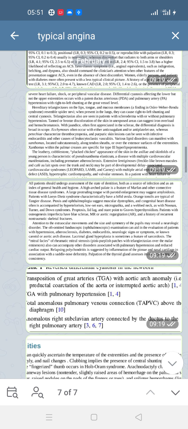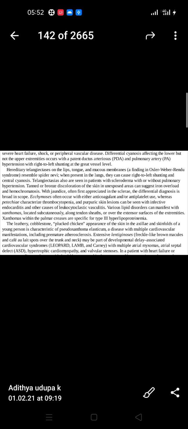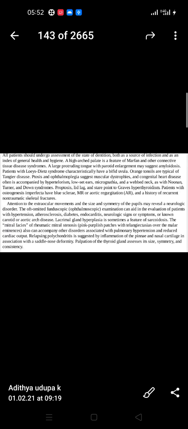Okay, so evening discussions I used to share some screenshots from Braunwald and other reference books, and in the evening we used to discuss. So this is how the screenshot was, like the typical angina, the characters are there, and then all the physical examination screenshots are there, leopard, lamb, Carney, all those. The plucked chicken appearance of axilla is seen in pseudoxanthoma elasticum. They are all there. And Loeys-Dietz syndrome, AR in osteogenesis imperfecta.